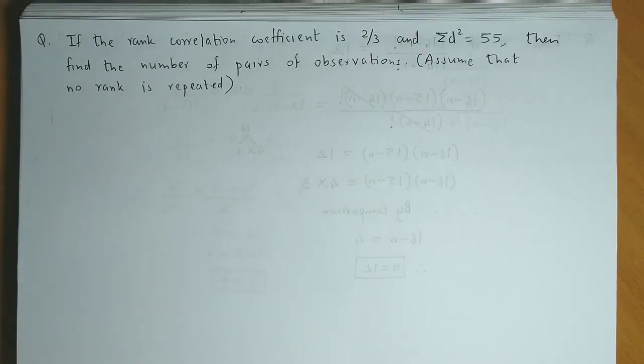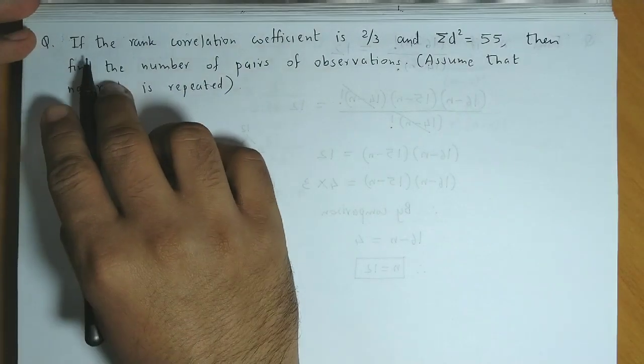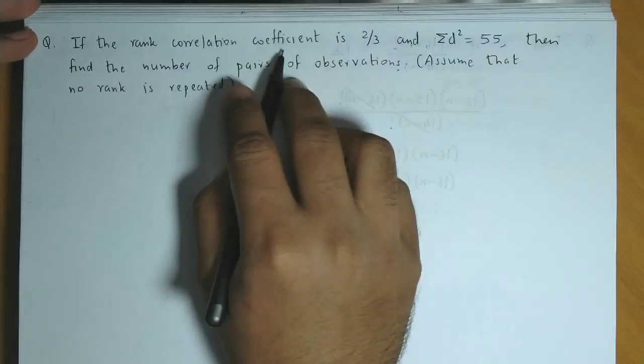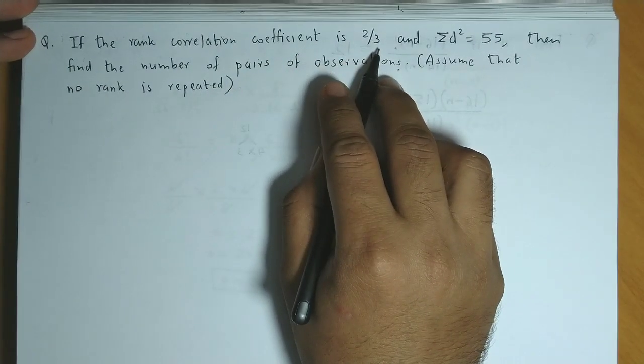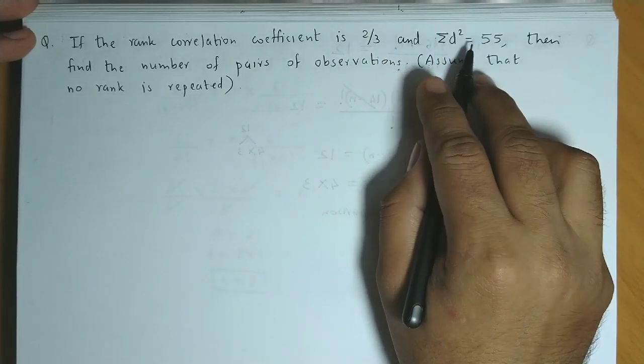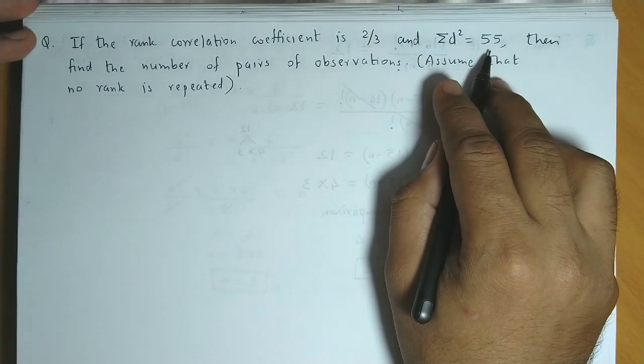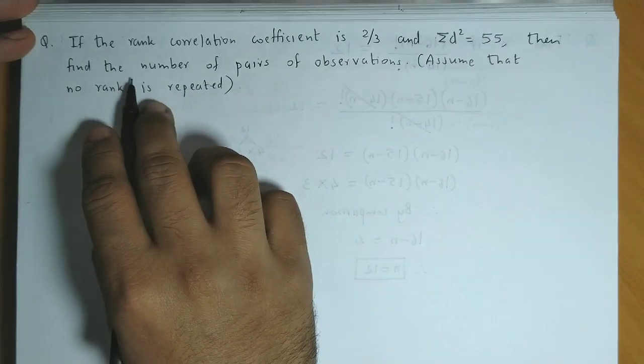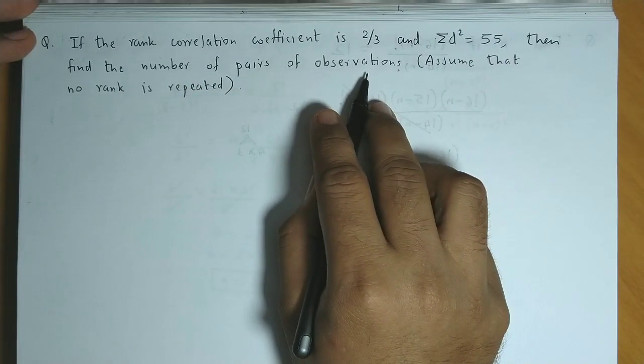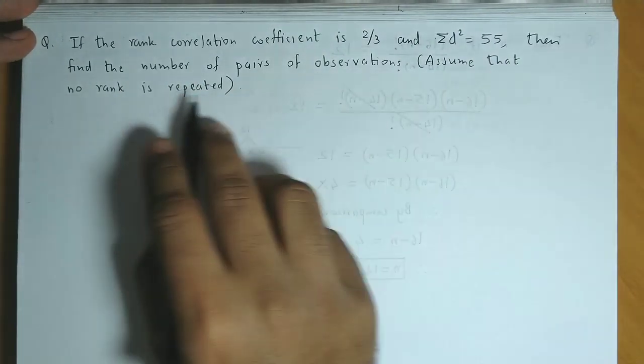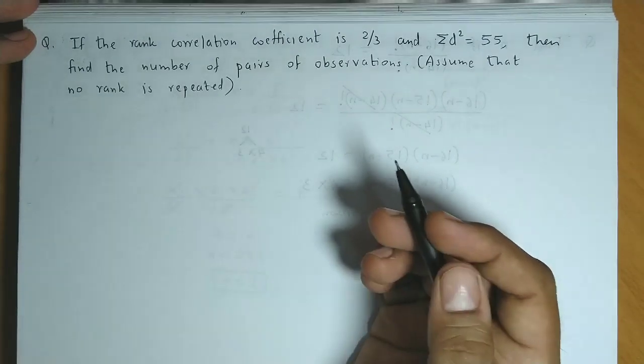We now take an example based on rank correlation coefficient. If the rank correlation coefficient is 2 by 3 and summation of d square equals 55, then find the number of pairs of observations. Assume that no rank is repeated.